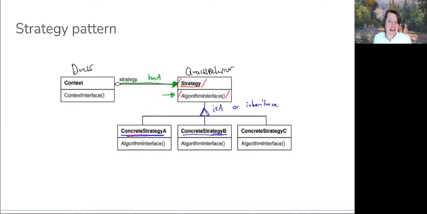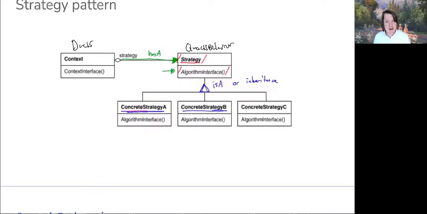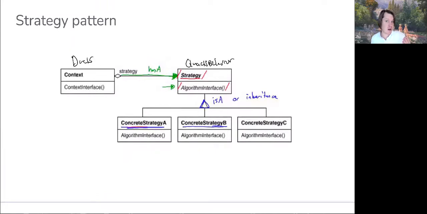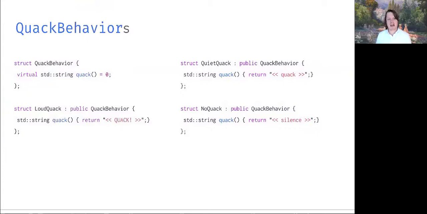Each of them are going to inherit from quack behavior, and they will implement the virtual functions that are required of them by their parent class. And then we can just interact. It doesn't matter if a duck has a pointer to a quack behavior, and it could be a pointer to concrete strategy A, concrete strategy B, concrete strategy C, or through that example, a loud quack, silent quack, or no quack. So here are our quack behaviors.